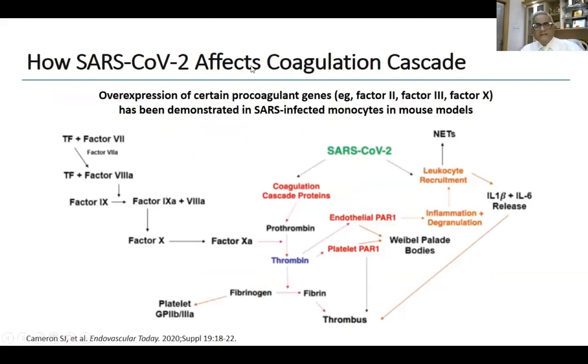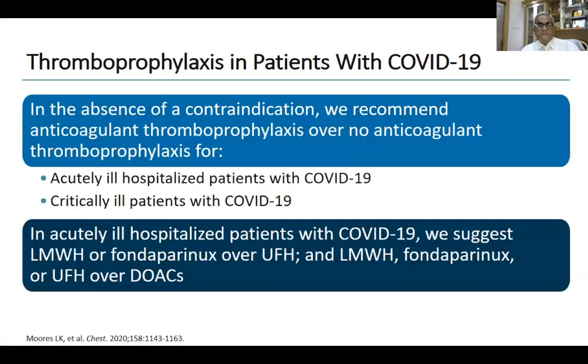That COVID-19 affects the coagulation cascade, you can see this is the extrinsic factor, intrinsic factor, which we are quite familiar with. SARS-CoV-2 actually jeopardizes this coagulation cascade protein, as well as there is a leukocyte recruitment leading into inflammation and degranulation. And it goes down along with interleukin-1 and interleukin-6. And then furthermore, it eventually causes thrombosis. Very complex mechanism, but that is in short, it has been found in a mouse model.